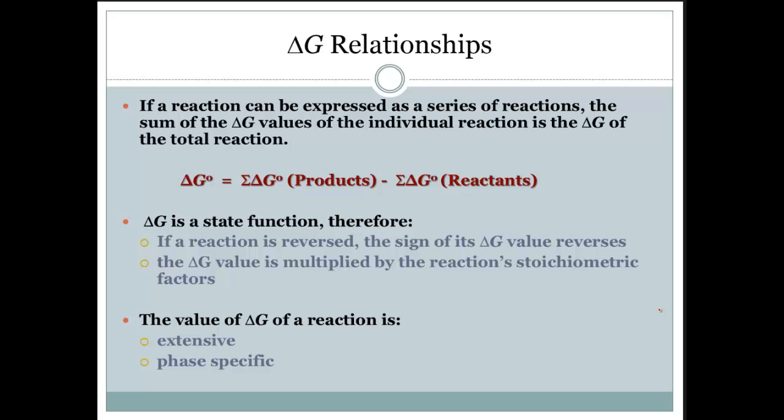Delta G is a state function. Therefore, if a reaction is reversed, the sign of delta G values reverses. And delta G value is multiplied by the reaction stoichiometric factors. The value of delta G of a reaction is extensive and phase specific.